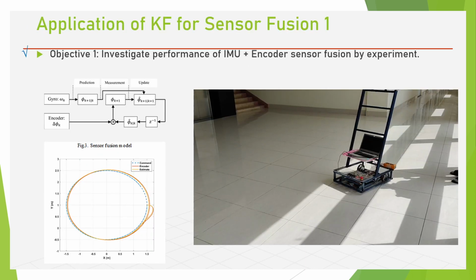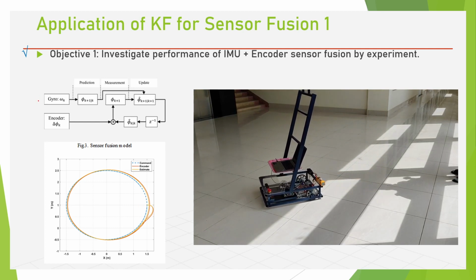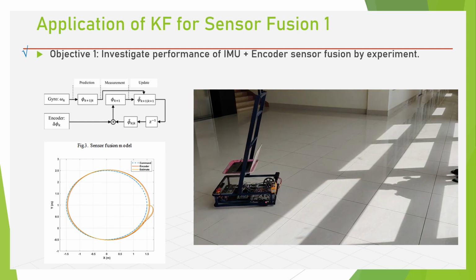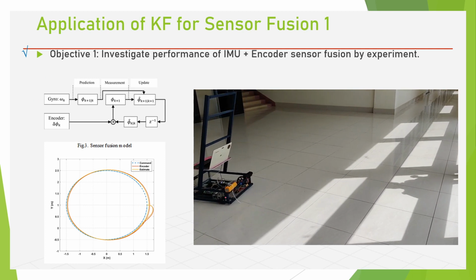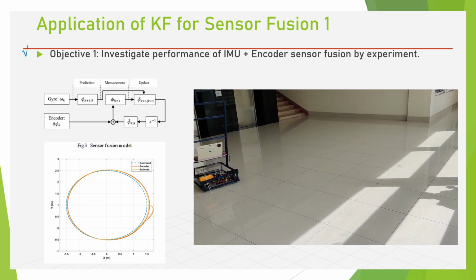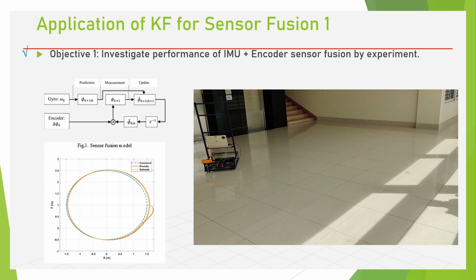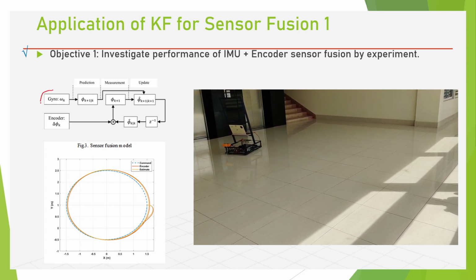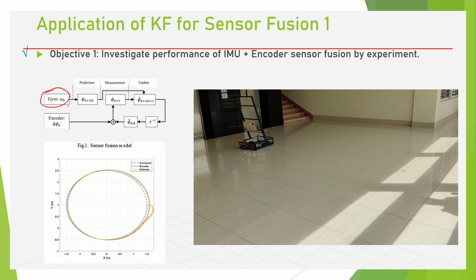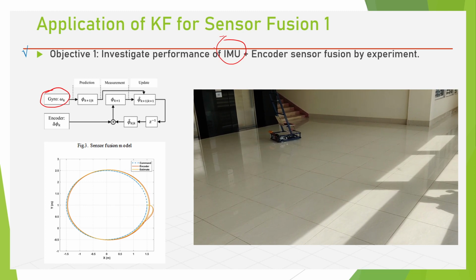So here is one application in sensor fusion. This robot has a wheel encoder that can measure the angle and velocity of the wheel, and then we can compute the velocity of the robot. At the same time, we use the onboard IMU. The IMU has a gyroscope, and the gyroscope can measure the angle.